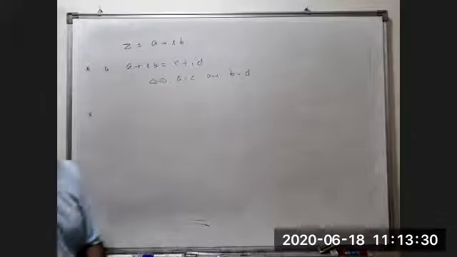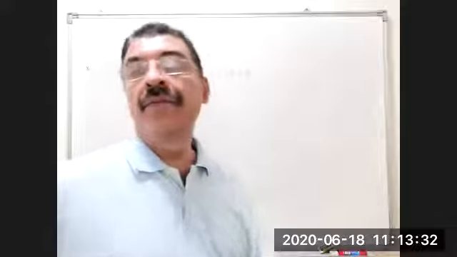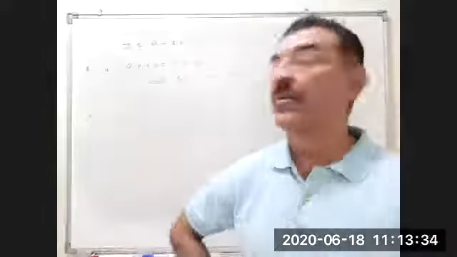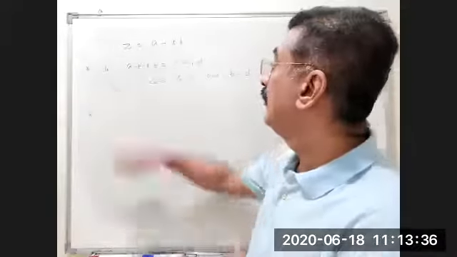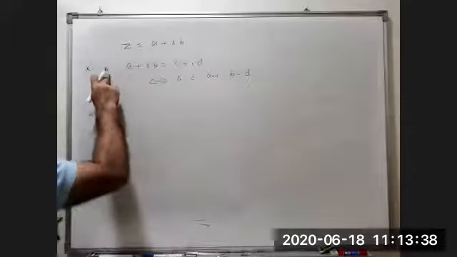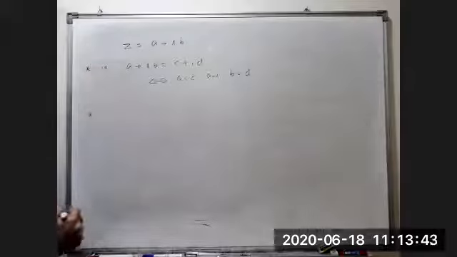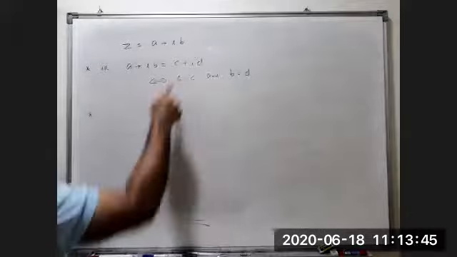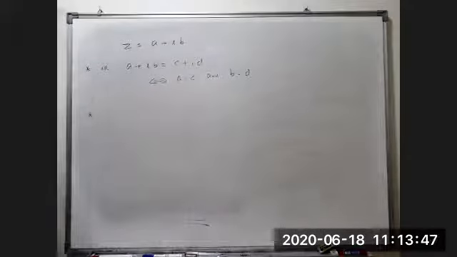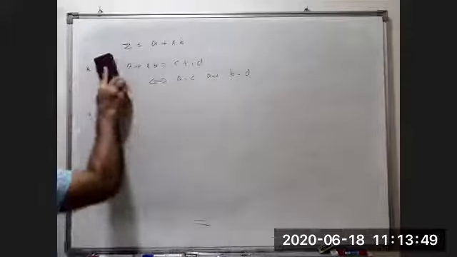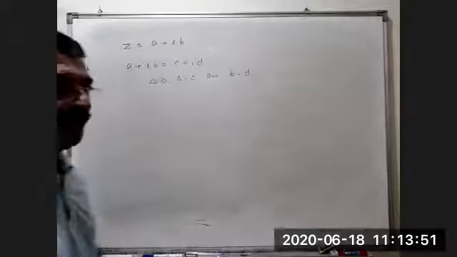Next definition. Before a, what is that? I wrote this is not a symbol, I wrote that is id. a plus ib is equal to c plus id.